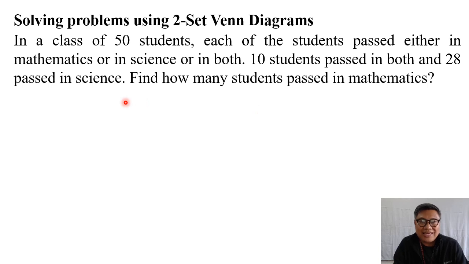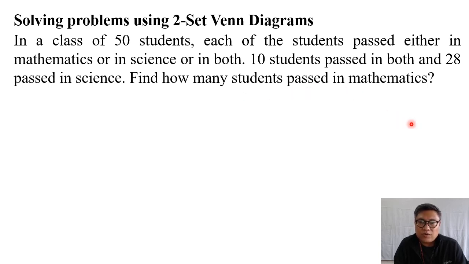Here we have, in a class of 50 students, each of the students passed either in mathematics or in science or in both. So this statement, class, gives us an idea that there is a total of 50 students in a class. Then in this class, there are students who passed in mathematics, there are also students who passed in science, and there are also students who passed both in science and in math. Now, the second statement says that 10 students passed in both, and 28 passed in science. So find how many students passed in mathematics.